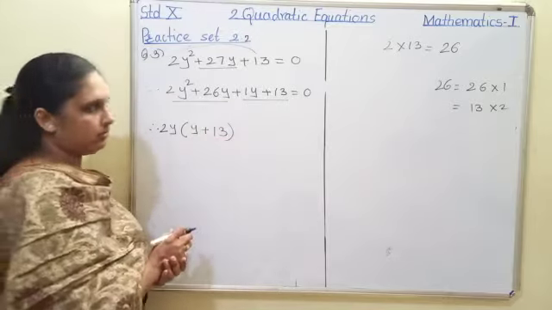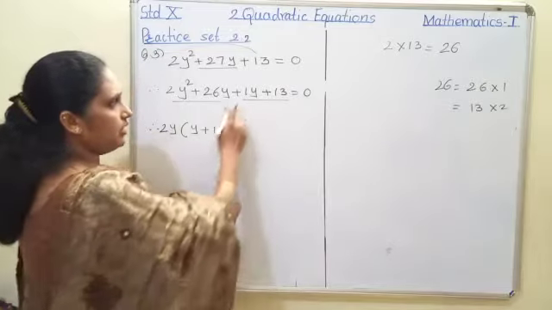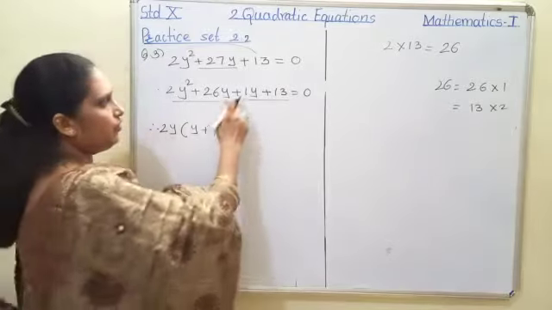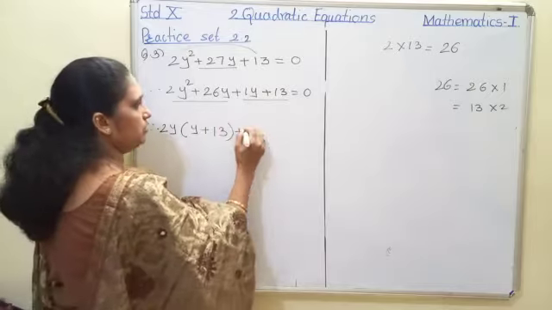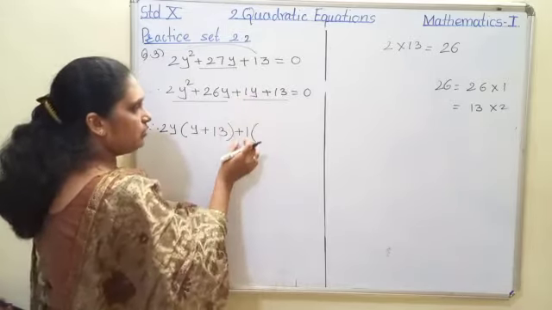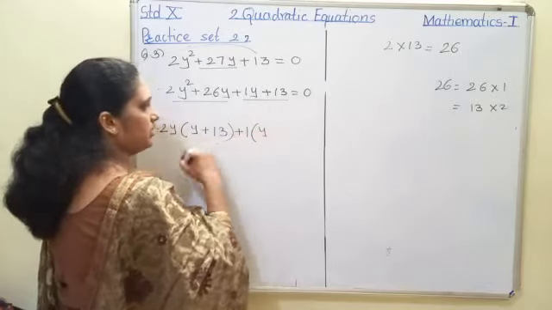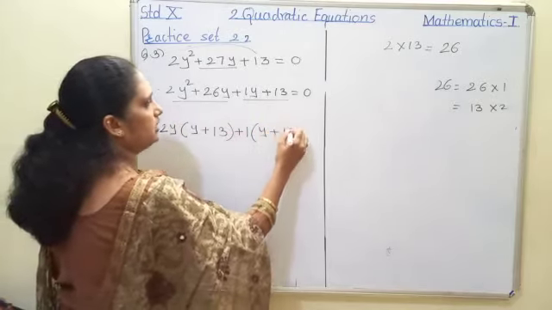Now here, next is a plus sign, so I'll give plus. From 1 and 13, 1 is common, so I'll take 1 common. If plus 1 is out, what remains in the bracket? y will be in the bracket, plus 13, equal to 0.